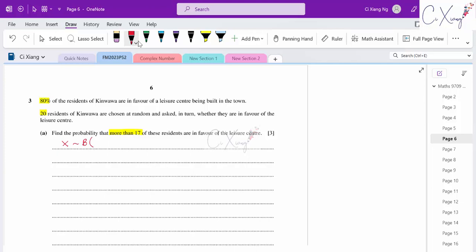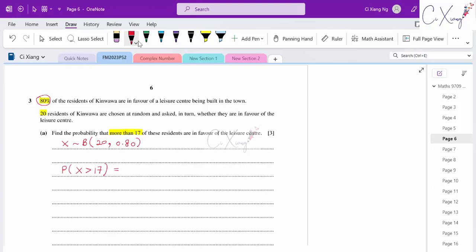The first value is the n, which is 20. And then the p here is actually given in the question, which is 80%. So I will want to change it to a proportion, it will become 0.8. For the probability part, they want us to calculate the number of residents more than 17. So it should be greater than 17, no equal sign.